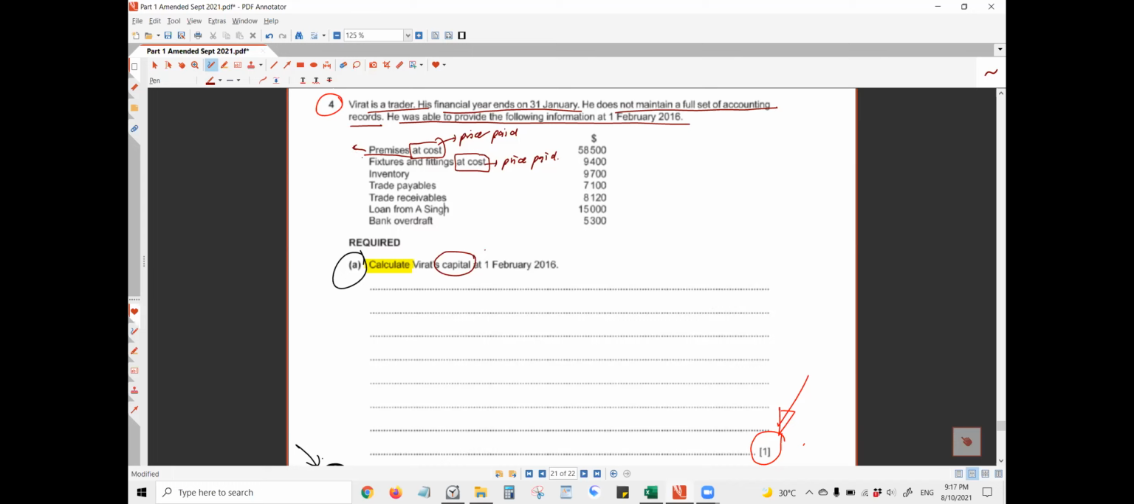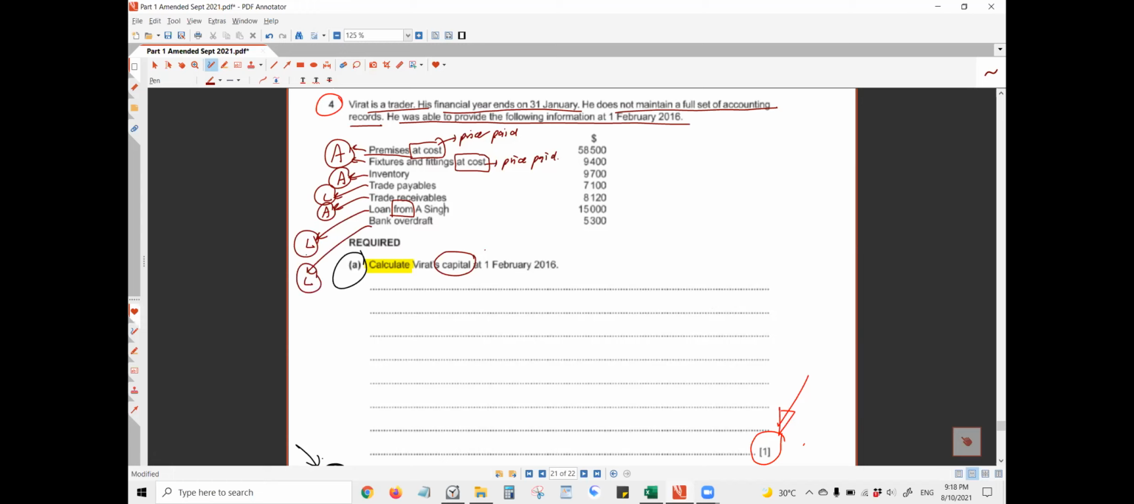Premises is NCA. Fixtures and fittings is also NCA. Okay, these are assets. Inventory is asset. Trade payables is liability. Trade receivable is asset. Loan from Sing. Once again, have to be careful. Loan from Sing means we borrow money from Sing. We owe Sing money. Bank overdraft, current liability.